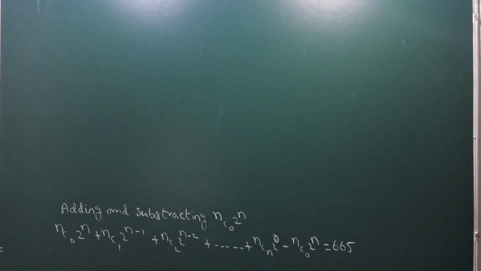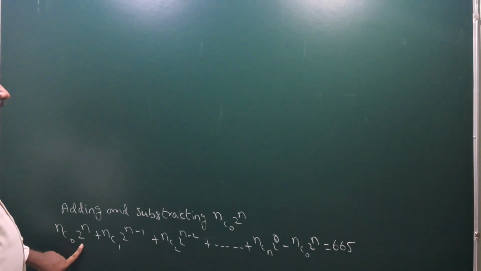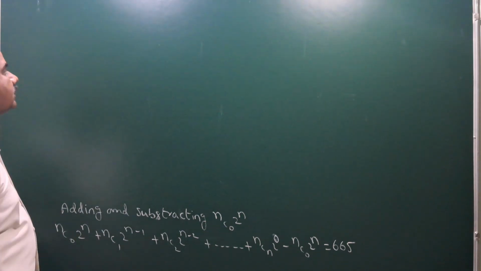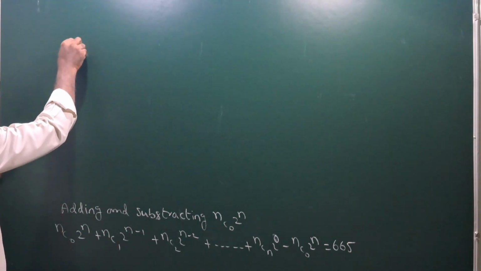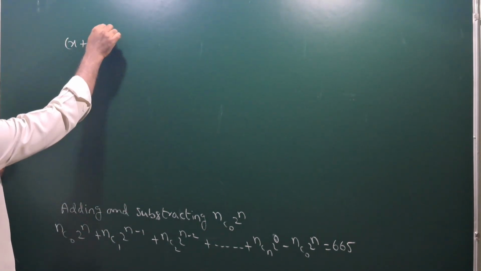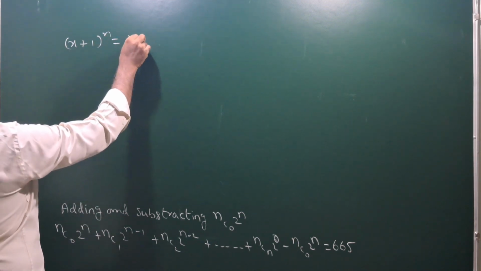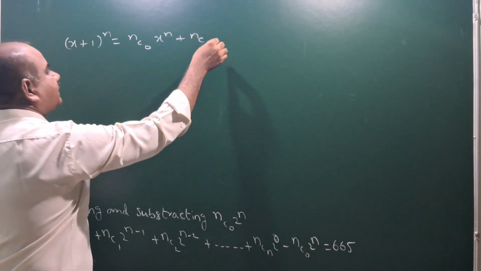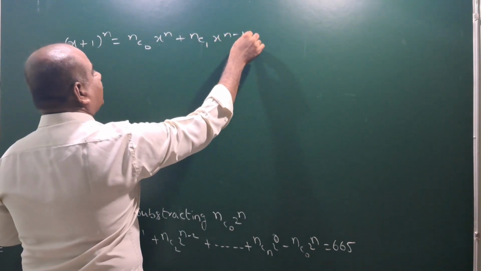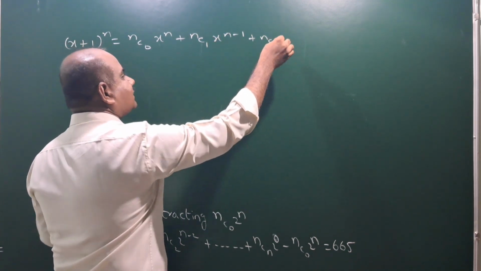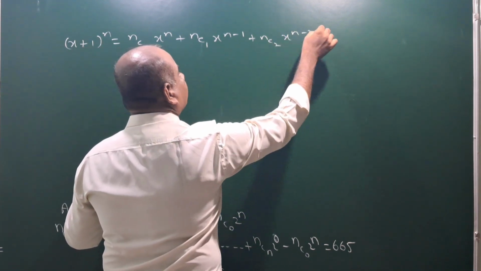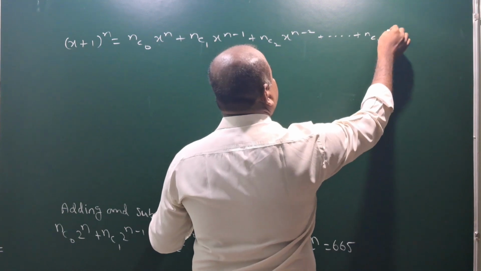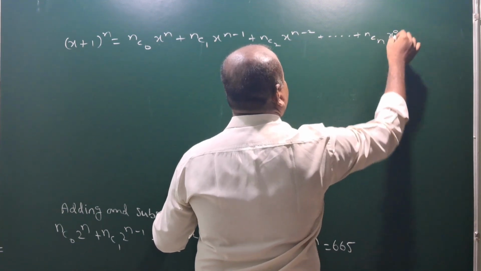Continuation. From NC0 2 power n to NCN 2 power 0. So what is the binomial required here? Let us see this formula. (X plus 1) whole power n means NC0 x power n, NC1 x power n minus 1, NC2 x power n minus 2 like that, and the last term is NCN x power n minus n, means x power 0.